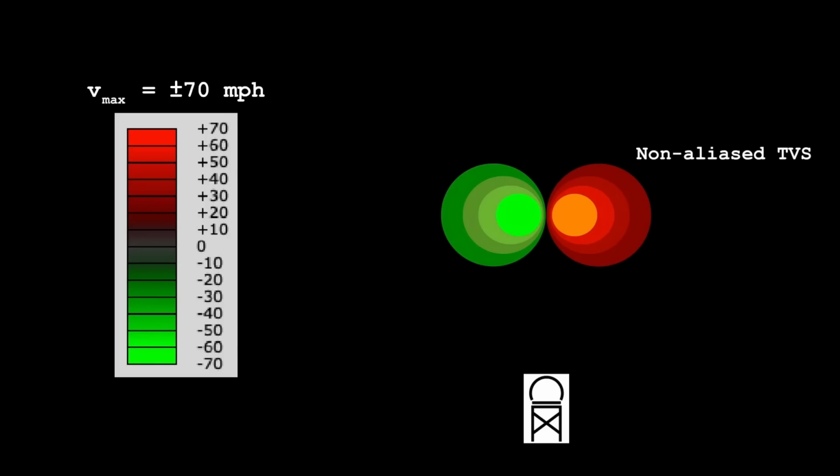For example, let's say a radar with a Nyquist velocity of plus or minus 70 miles per hour is sampling a TVS. Let's say a target within the TVS has an actual outbound velocity of 100 miles per hour. The radar will attempt to estimate the target's velocity, but it maxes out at 70 miles per hour.